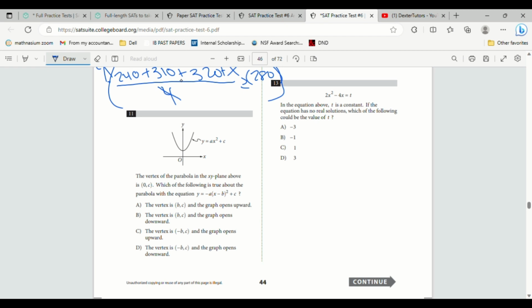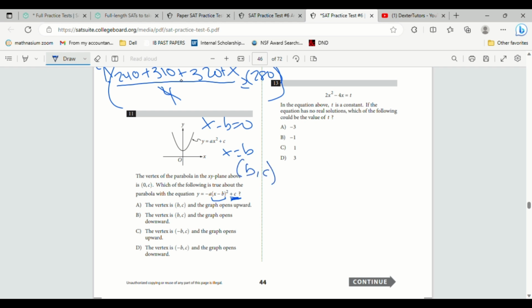Number 11, the vertex of the parabola in the xy-plane above is (0, c). Which of the following is true about the parabola with the equation y equals negative a times (x minus b) squared plus c? So whenever we find a vertex, we set whatever's on the inside of this parentheses, the x minus b, equal to 0, and then solve for x. So we get x equals positive b after adding b to both sides. So our vertex is going to have a positive b, and then you take whatever is for c. So since c is positive in this case, our vertex is going to be (b, c).